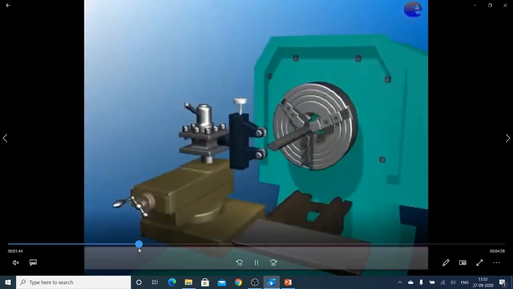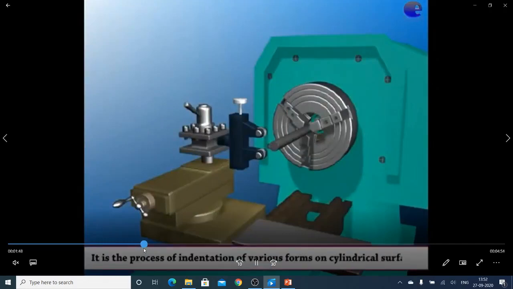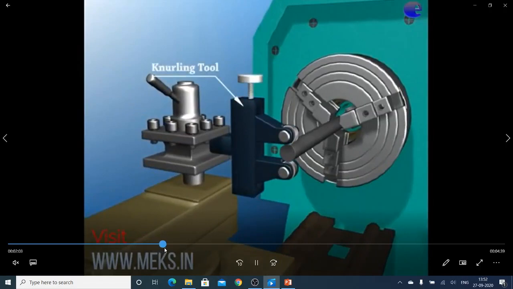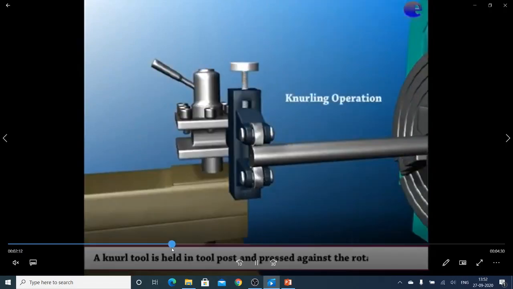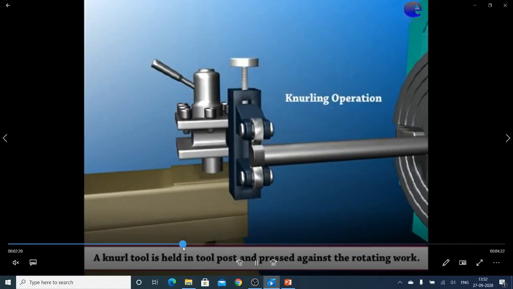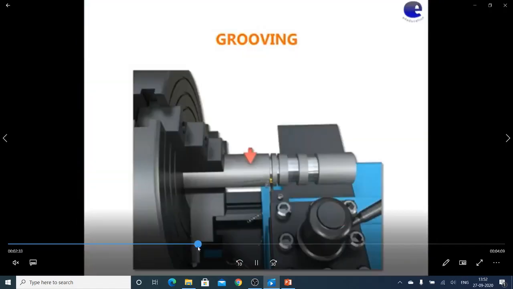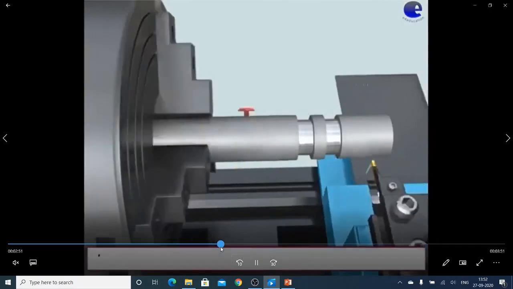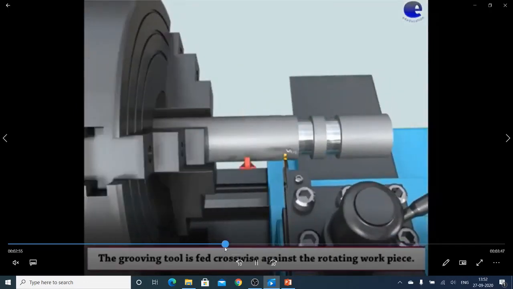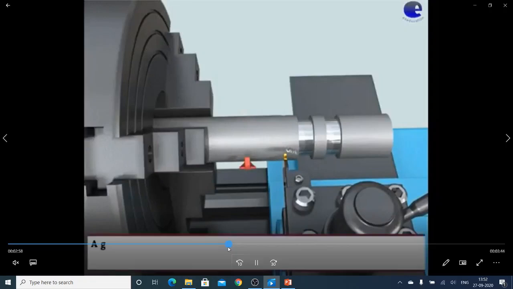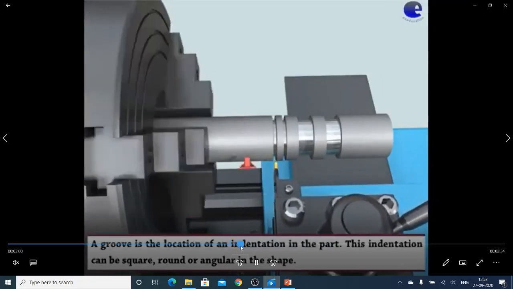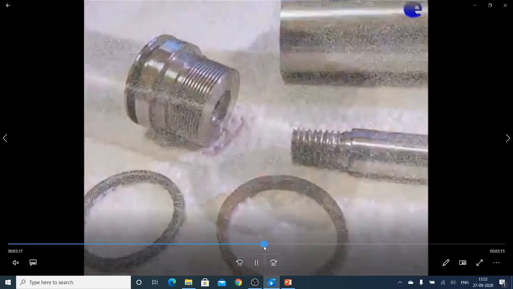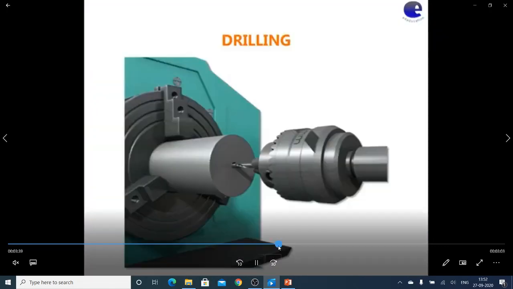Knurling operation. The knurling operation is generally used to produce a diamond shape pattern on the surface of the workpiece to have an easy grip. Gripping will be easy. Grooving operation, to produce a narrow slot, a narrow groove inside the workpiece. The cutting tool is going to move in the perpendicular direction. Some components with grooved surfaces are shown here.